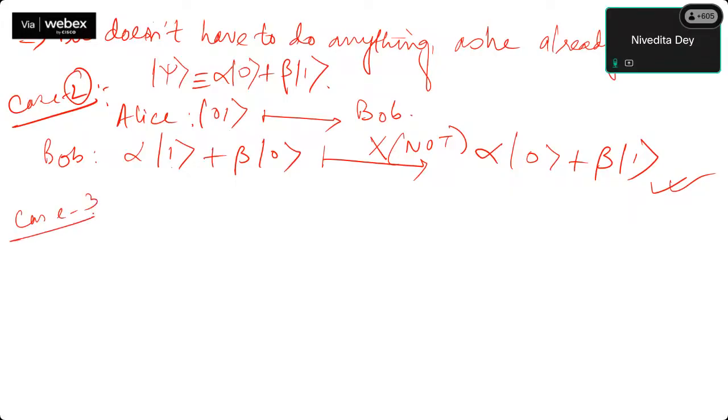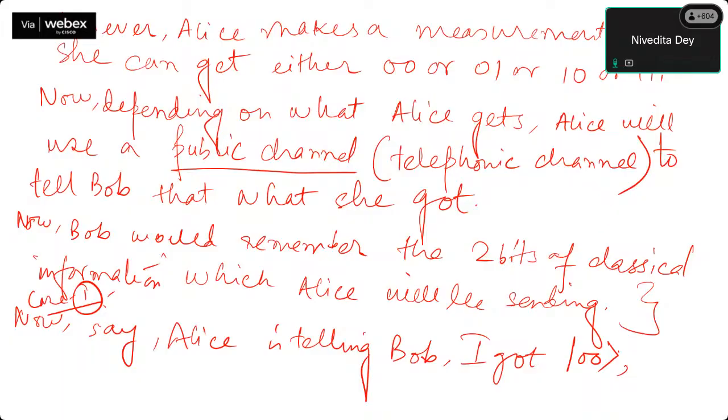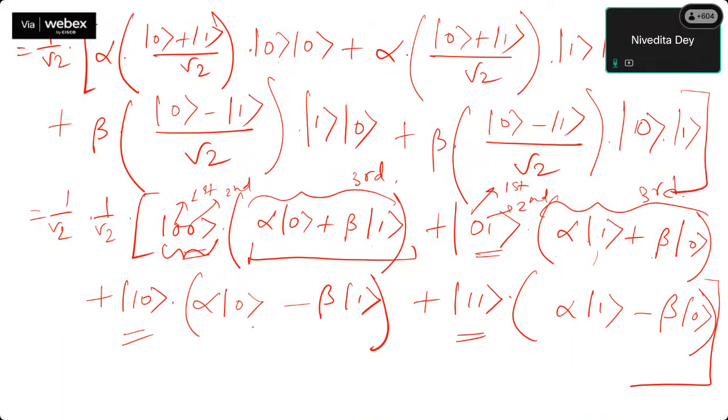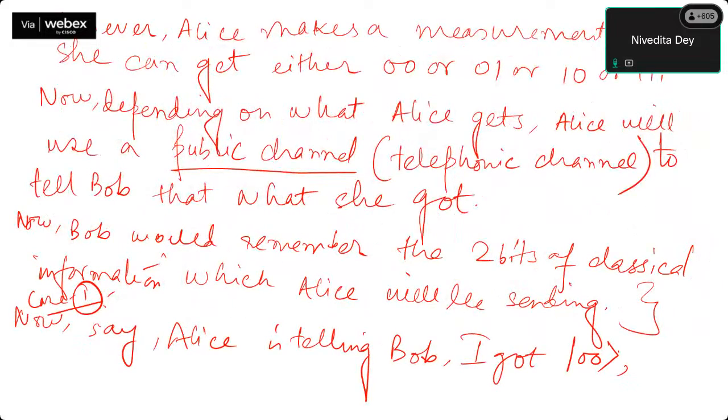Case number 3 is where Alice has received 10. Let us see what the state was. For 10, it was alpha 0 minus beta 1. So that means we don't have to do any phase change for 0, but definitely one phase gate we have to apply for 1 in order to make the plus 1 to the minus 1. So here we have to apply simply a Z gate.